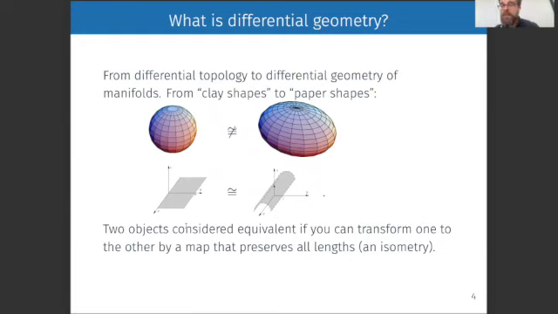We can quickly think of Riemannian manifolds as going from clay shapes to paper shapes. So this folded sheet here is the same as this sheet here, because if they were made of paper, I could fold it back out, whereas if I have a paper sphere, I cannot press it to become an ellipsoid without tearing it. And so the equivalence map in Riemannian geometry is called an isometry, which is a map that preserves all lengths.